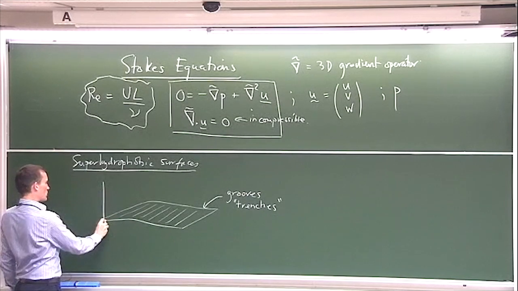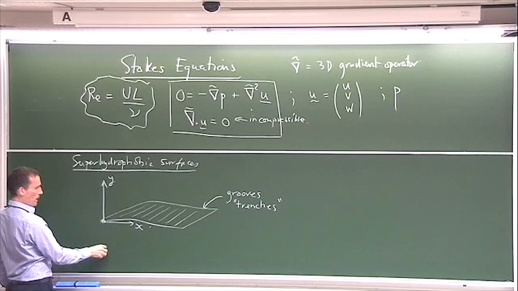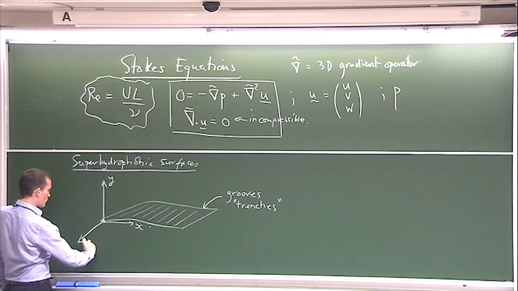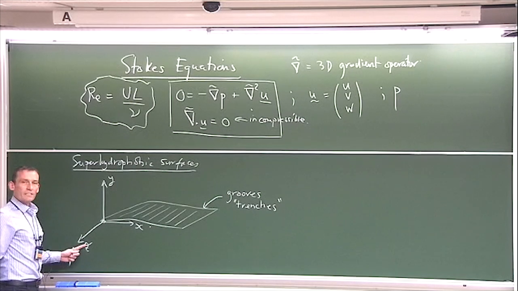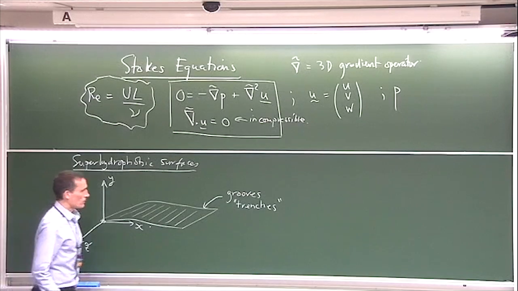Let's give ourselves a coordinate system. So let's call this x, y, and z coming out of the board. In other words, the grooves are in the z-twiddle direction. I'm going to put z-twiddle. You'll see why later.